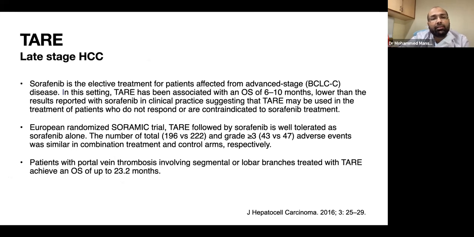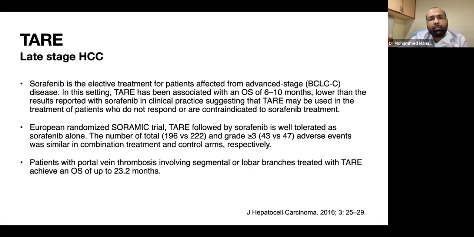In later stage disease, sorafenib is the elective treatment for patients affected here. And in this setting, TARE has been associated with an overall survival of 6 to 10 months, lower than the results reported with sorafenib in clinical practice, suggesting that TARE may be used in treatment of patients who do not respond or are contraindicated to sorafenib treatment.